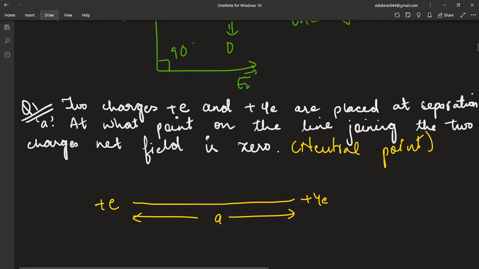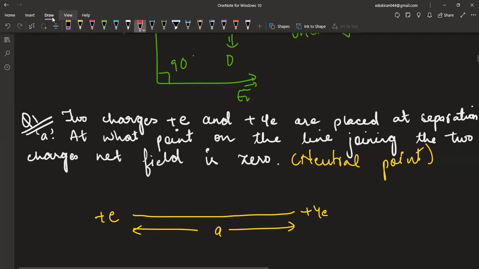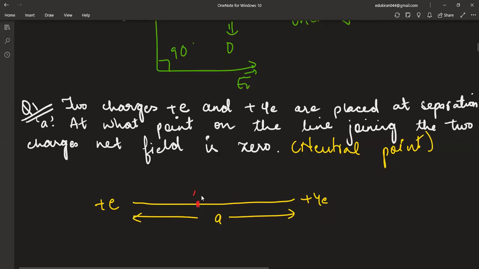Let us assume a neutral point by ourselves. We don't know what the neutral point is. Let us assume. Let's say the neutral point is here, N. Let me mark, let's say the separation from plus E is X. If the separation from plus E is X, total was A. How much is the separation from plus 4E?